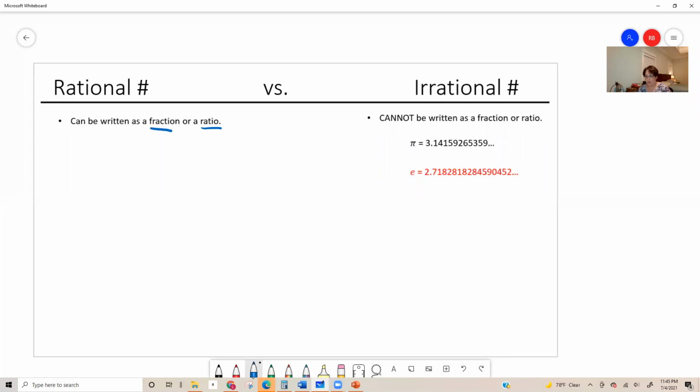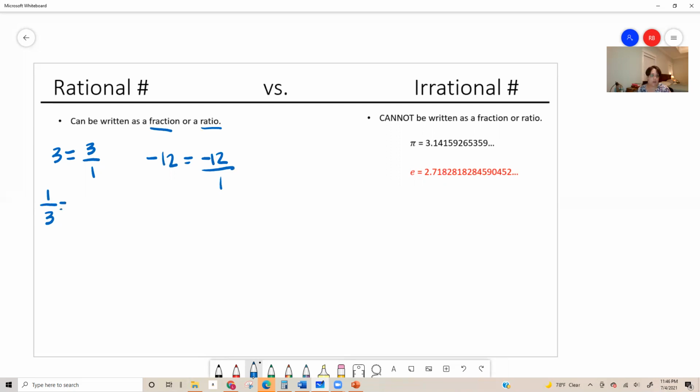So let's think of some of the numbers that this would work. Any of your integers. Remember that an integer can be written as a fraction. You can just put it over 1. The same thing works for a negative number. You can do negative 12 over 1. So either way will work just fine. Rational numbers also include all of your fractions and their decimal equivalents.